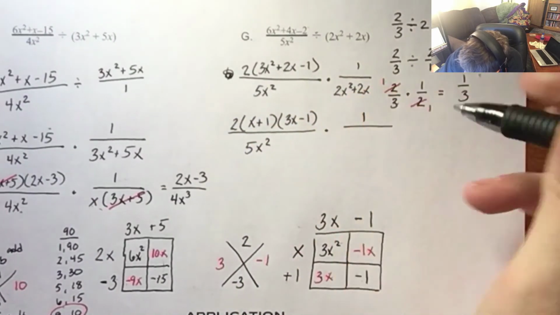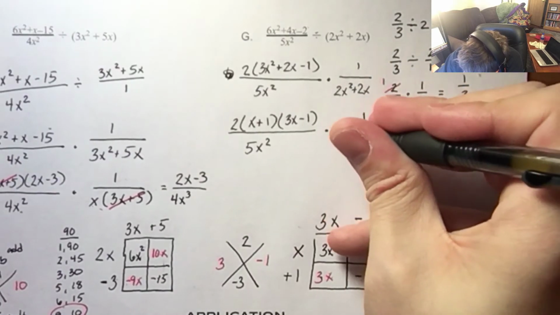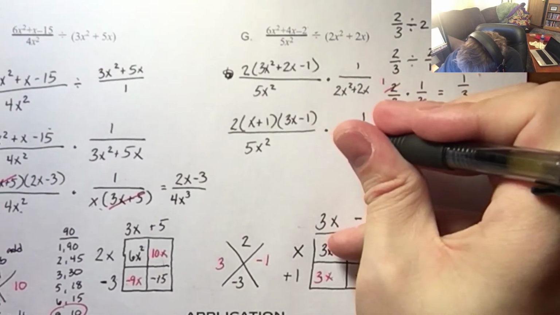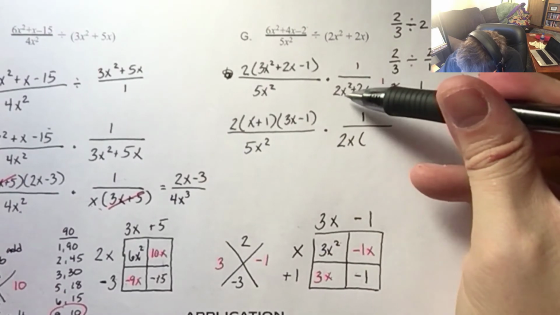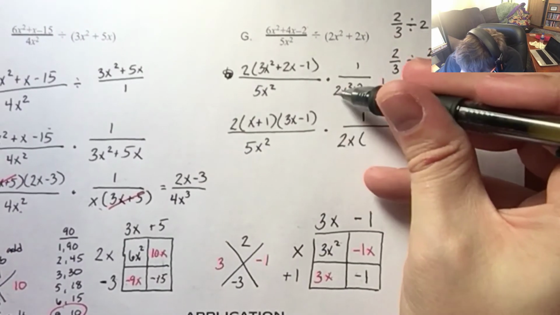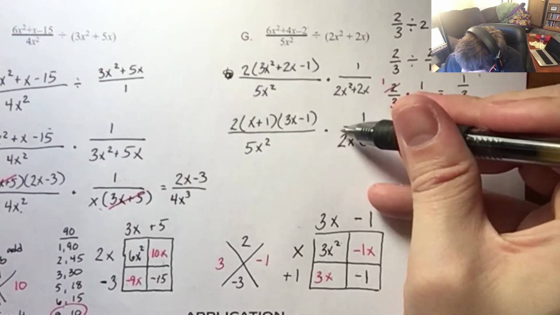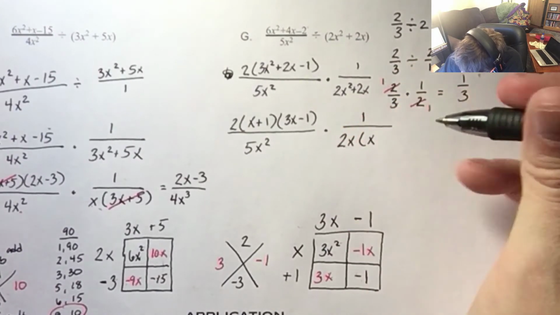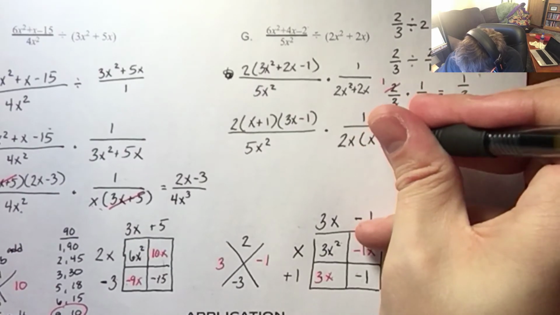Then we need a factor here. 2 factors out. X also factors out. So 2x times 2x divided by 2x squared. 2x squared divided by 2x. So 2 divided by 2 is 1. X squared divided by x is x. 2x divided by 2x is 1.